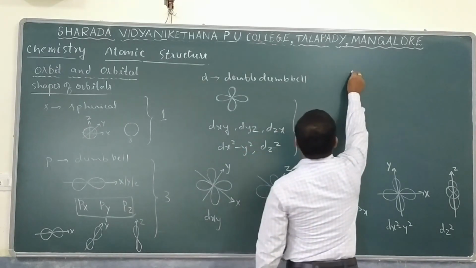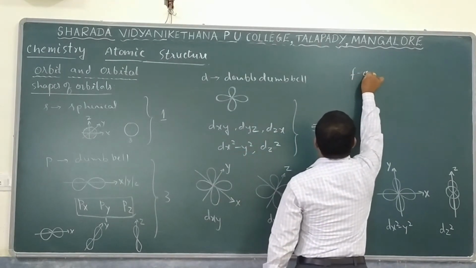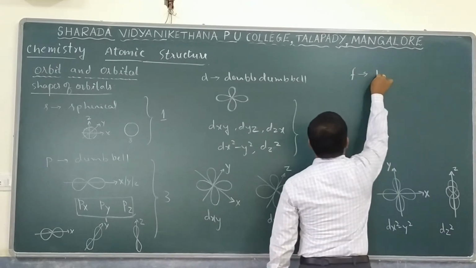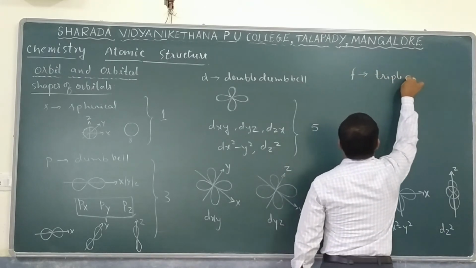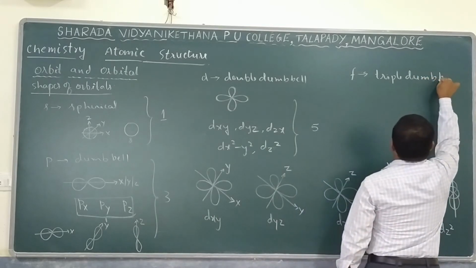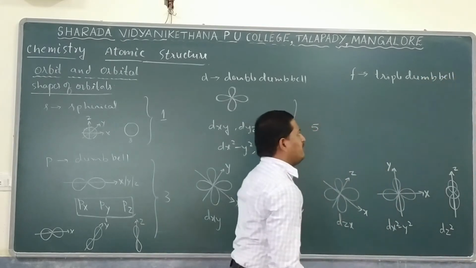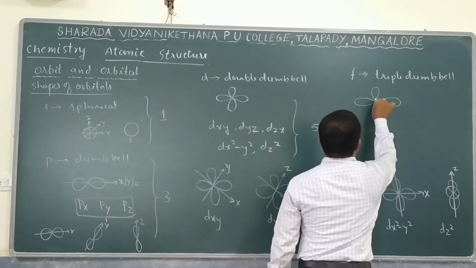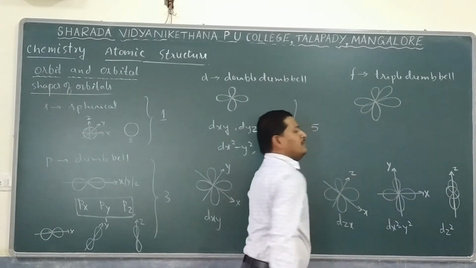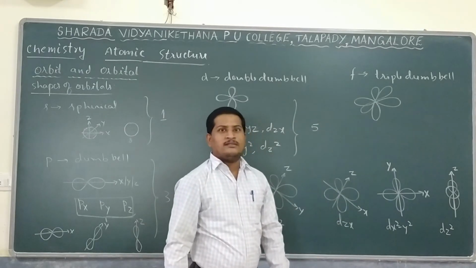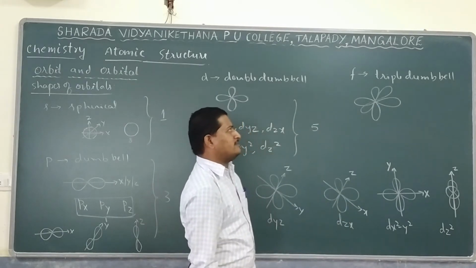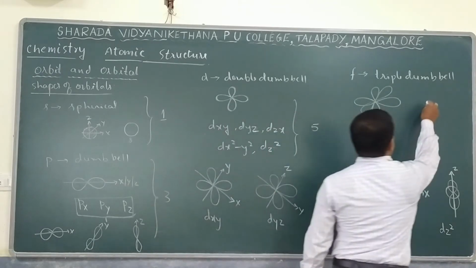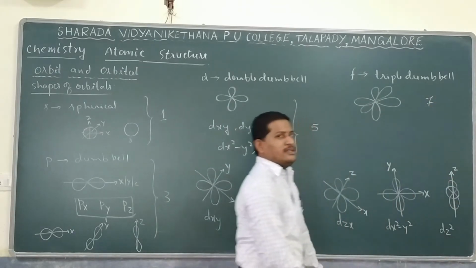But now coming to f orbital. The f orbital shows a triple dumbbell. That means 3 dumbbells are there. This is one dumbbell, this is another dumbbell, this is another dumbbell. So while writing, you find some complications or difficulties. As a result, in the case of f orbital, totally we have 7 orbitals. So 7 different types are there.